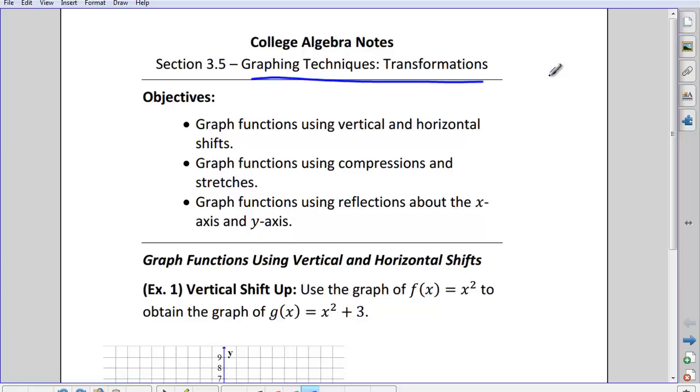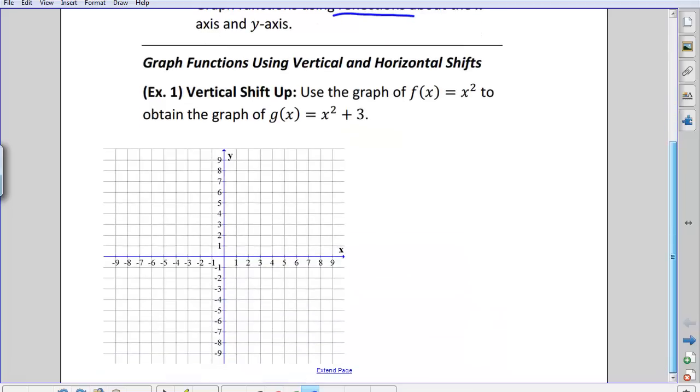We'll start out looking at vertical and horizontal shifts, so how to shift the graph around, move it up or down, left or right. We'll also look at compressions and stretches, and then reflections about the x and the y axis. So let's look at this first example. First we're going to look at the vertical and horizontal shifts.